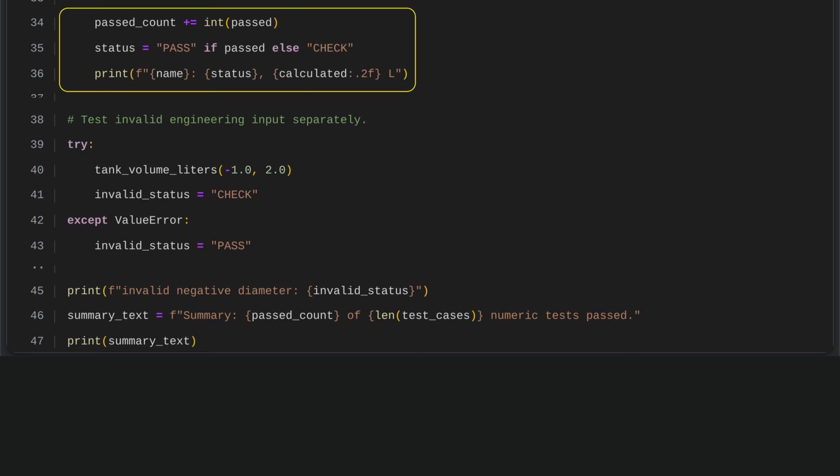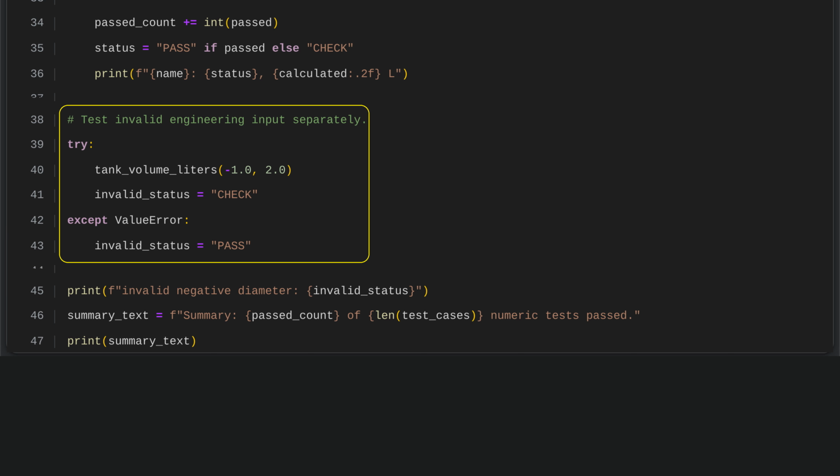The test result is converted to a number, so passed tests add 1 to the running total, while failed tests add 0. The test is then labeled as pass if it succeeded or check if it did not. Finally, the program prints the test name, its status, and the calculated volume rounded to 2 decimal places.